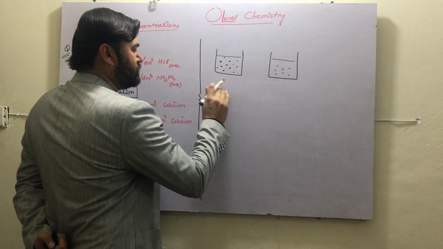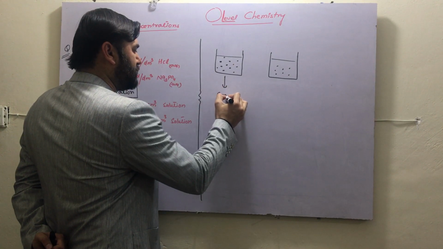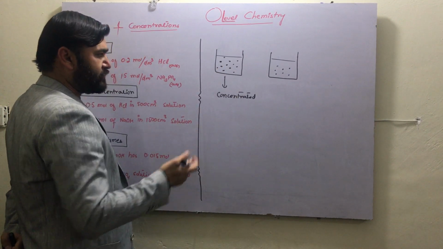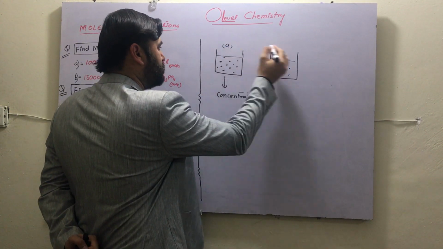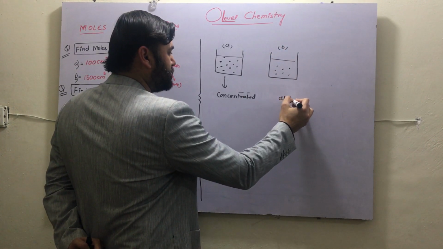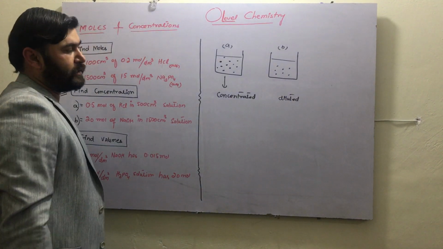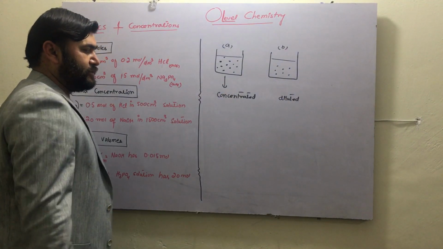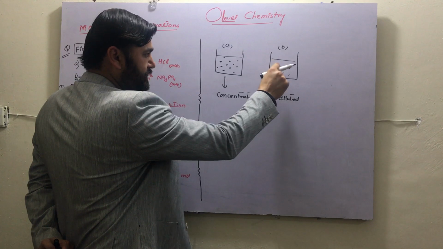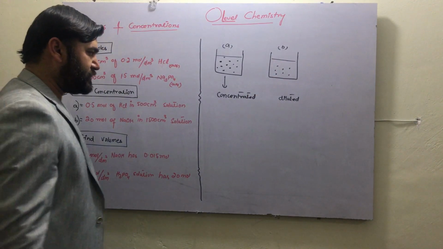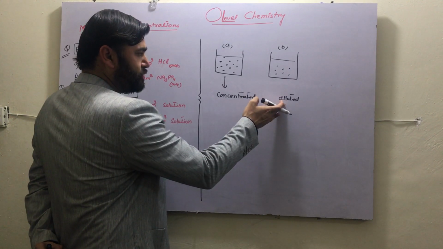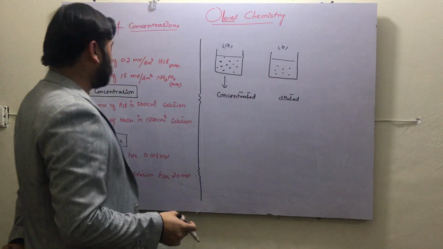Now see, this is also a solution, which we can say is concentrated. Why? Because solute is more. Suppose this is beaker A and this is beaker B. Here the amount of solute is less, so we can say it is diluted, because solvent is greater. Here solute is greater and solvent is lesser compared to this substance. Concentrated means the amount of solute is greater compared to the amount of solvent, and diluted means the amount of solute is less compared to the amount of solvent.